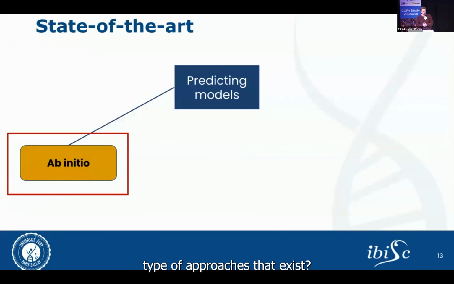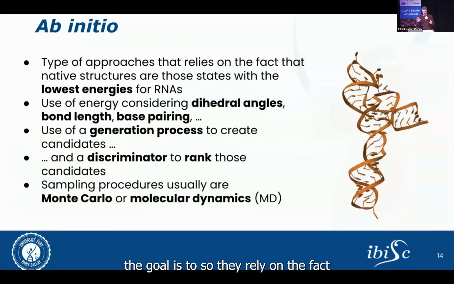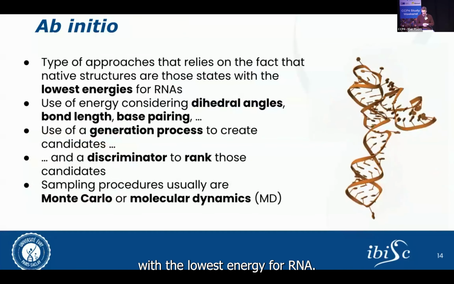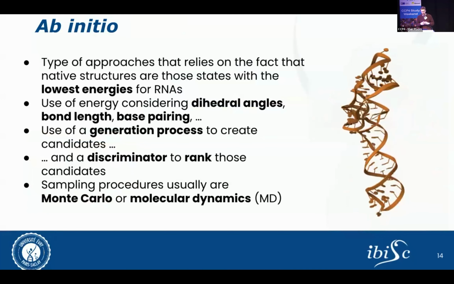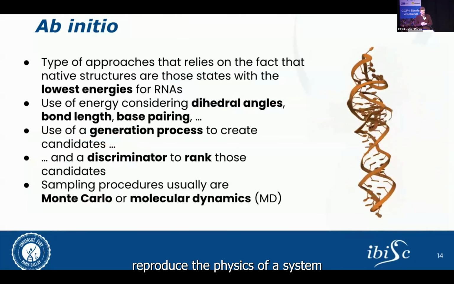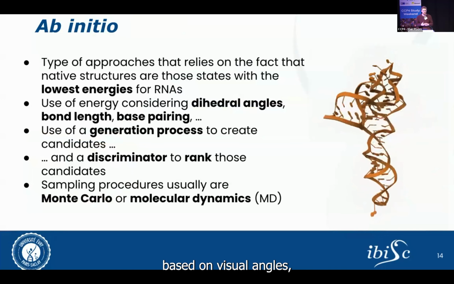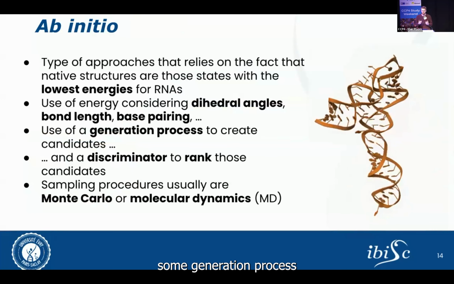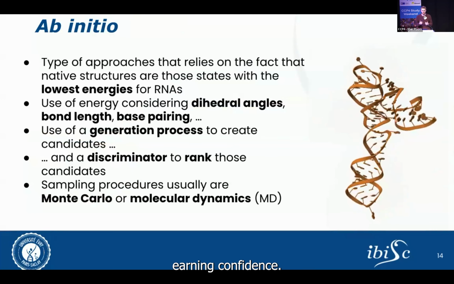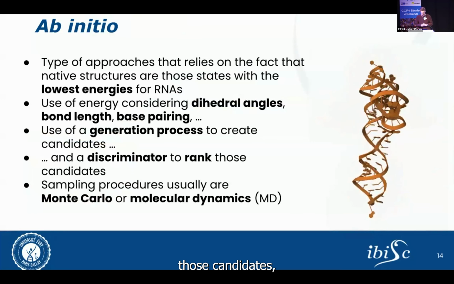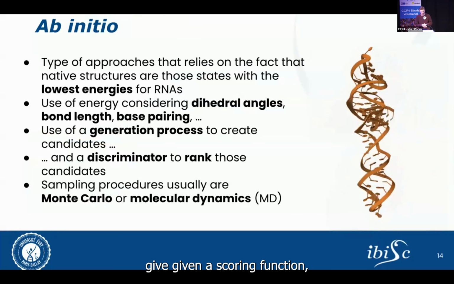But what about the different types of approaches that exist? For the ab initio, they rely on the fact that native structures are those with the lowest energy for RNA. So they will try to reproduce the physics of a system with some energy based on dihedral angles, bond lengths, etc. They use a generation process to produce candidate RNA structures, and then they rank those candidates given a scoring function, for instance.